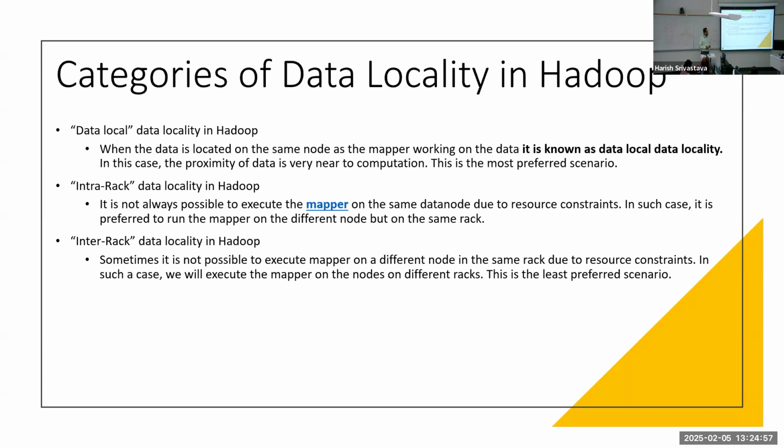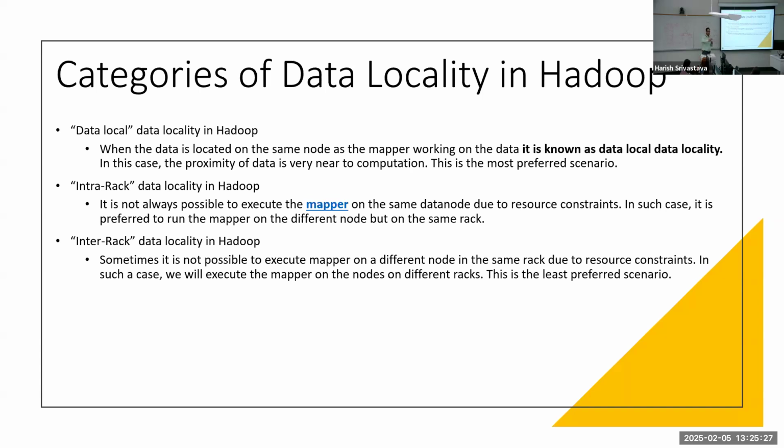What is intra-rack data locality in Hadoop? Intra-rack locality in Hadoop means when the data is split and stored in the same rack of the cluster. Let's say a cluster is like a library. Think about a library and you have racks, right? Aisle A, aisle B. Think about a cluster like a Walmart having different aisles. Each aisle is one rack. If the data is stored in one rack within the same cluster, then it is called intra-rack.